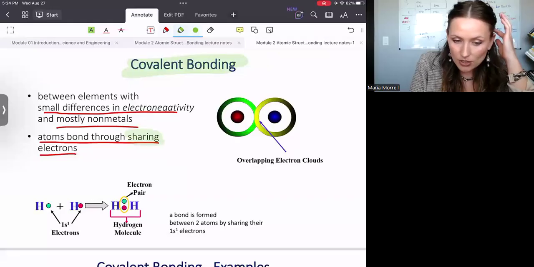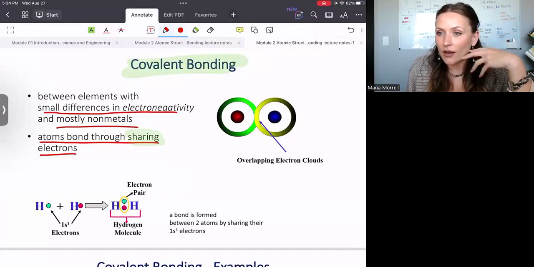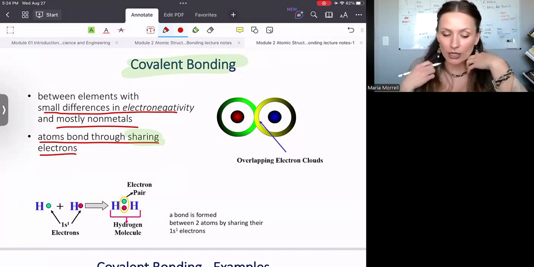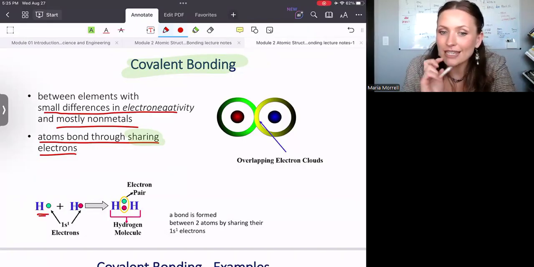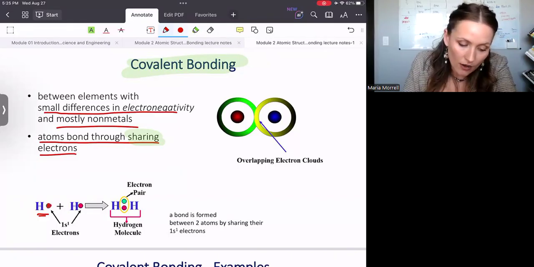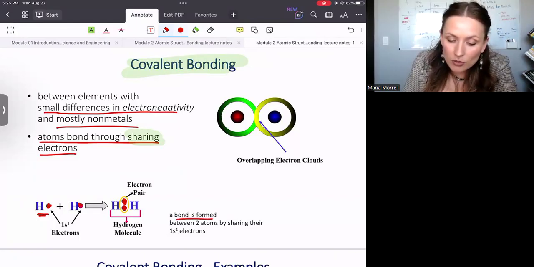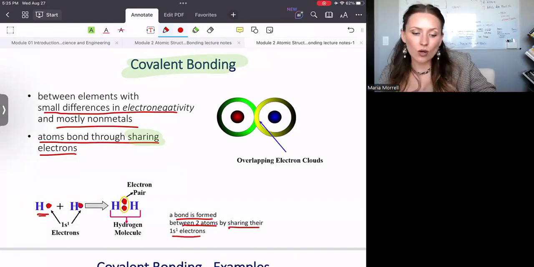This word is extremely important. That means that it doesn't belong to either of the elements. It actually belongs equally to both. And I'll give you an example. You have two hydrogens, each has an electron. They come together and they form a bond, and they're going to share these two electrons. And basically, a bond is formed between two atoms by sharing, for this specific example, 1s1 electrons.